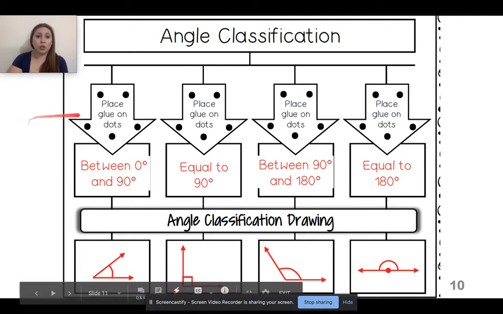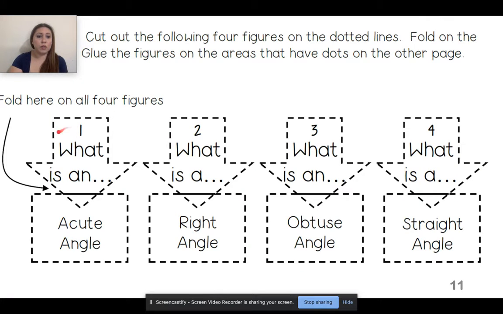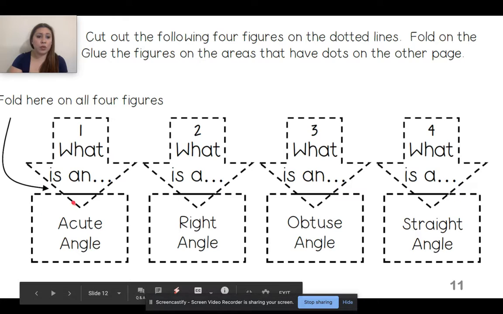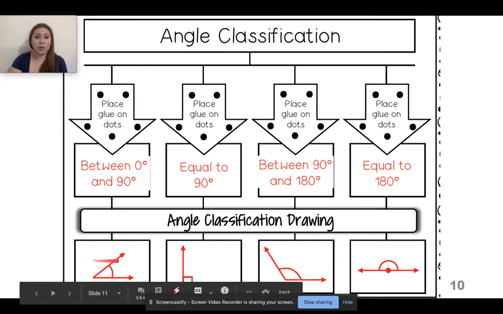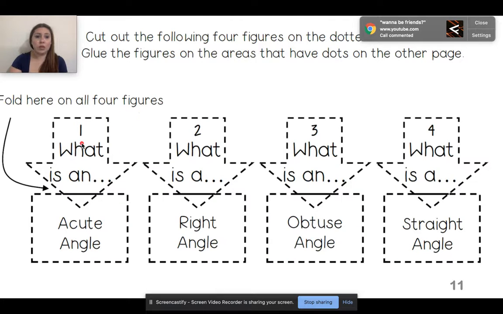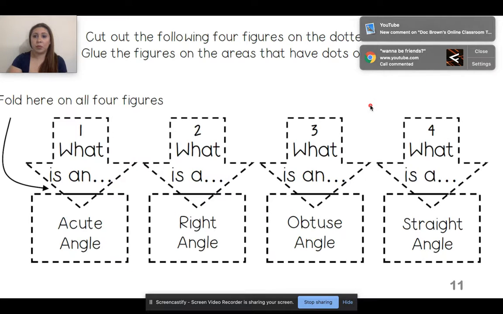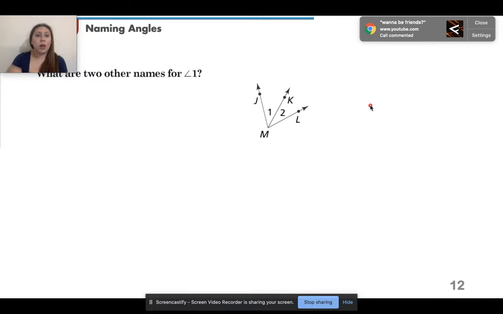So if you notice, these have a little arrow that you're going to cut out. It's on the next page that you guys are going to get. All you're going to do is cut out these and then glue these on top of these spots right here. So if you flip this, you'll see this goes here, and then goes here, and then goes here, and then goes here. All right, again, this is going to be on a separate sheet of paper.